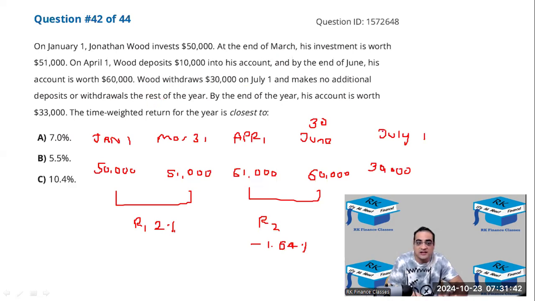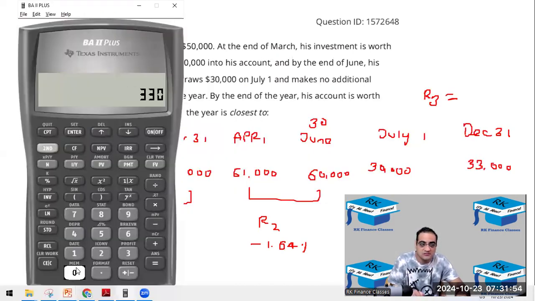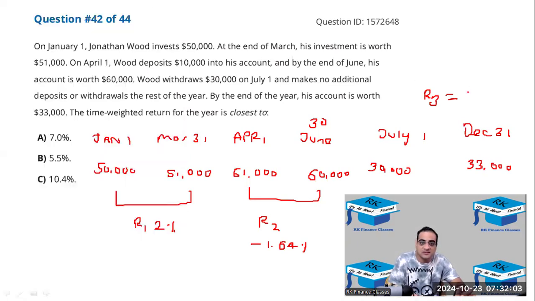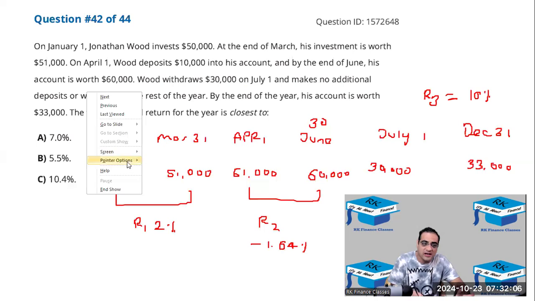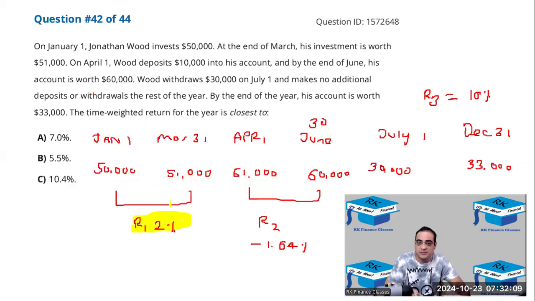Okay, and then he makes no additional deposits or withdrawals. So बीच में अभी कुछ नहीं है, and directly at the end of the year, that is December 31st, the value is 33,000. So let's see the R3 during this period, ending minus beginning on beginning. So that's 33,000 minus 30,000, ending minus beginning upon beginning. So that comes to 10% return. So in the first quarter, we have 50 to 51, that is 2% return. And in the second quarter, we have 61 to 60, that is minus 1.64% return. And the third and fourth quarter together, because it's July to December, we are together having a return of 10%.